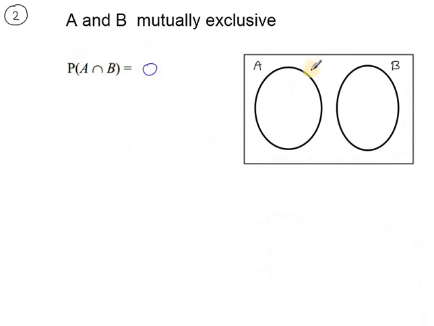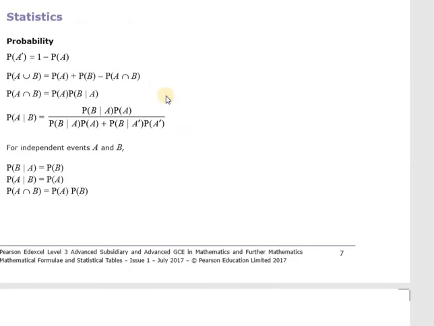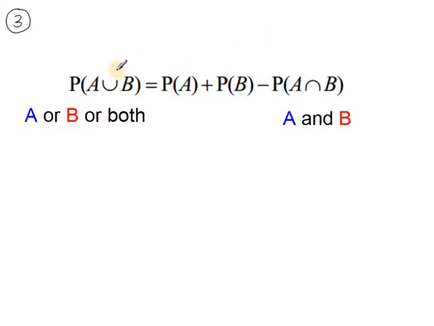Example 2, we can see there's no overlap or intersection between A and B, so the probability of A and B is 0. They are mutually exclusive. This is the formula book for Edexcel, and this formula here is known as the Addition Law of Probabilities. Again, in set notation, this symbol here, A union B, stands for A or B or both. And this one we've come across already, just means AND, A and B.